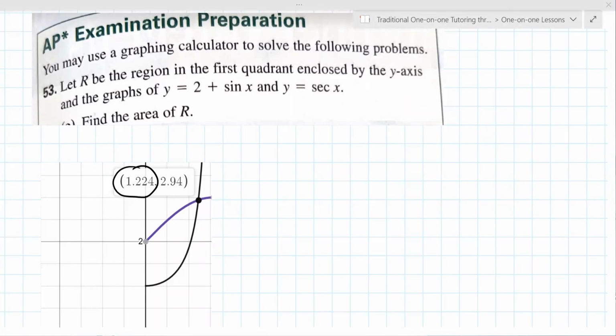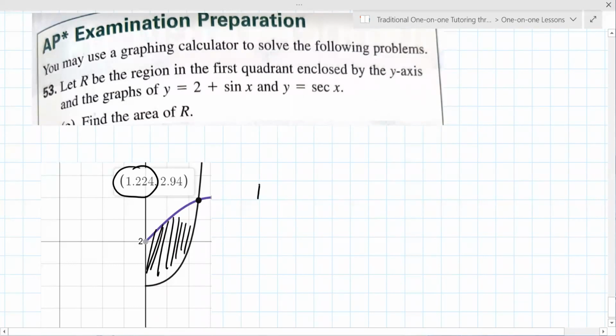Chapter 8. They got 53. Yes. The two curves intersect at, wait, no. Yeah, x equals 1.22378831. Okay, so they actually do that. All right, so they want this area.